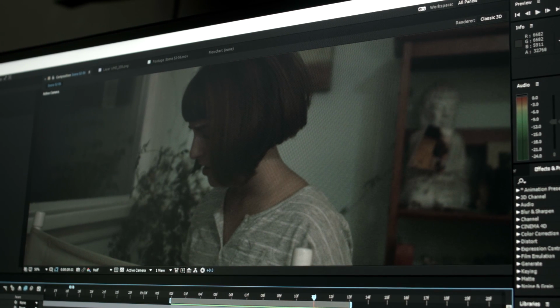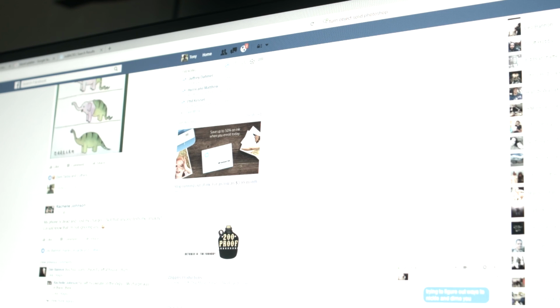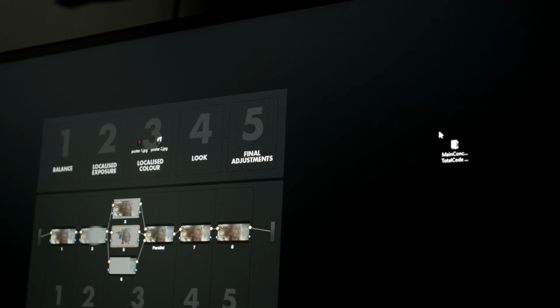So that's a little behind the scenes on The Hag, and these kinds of fixes are everywhere in this film, and that's just the reality of shooting a film. You have to fix stuff.